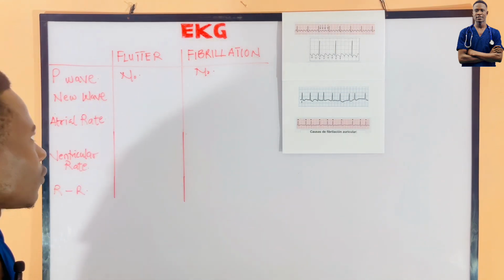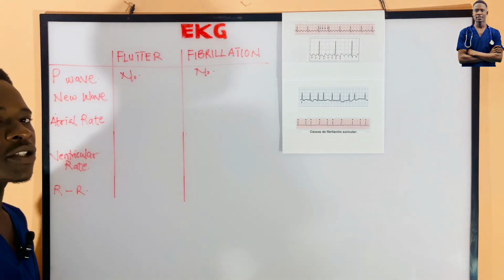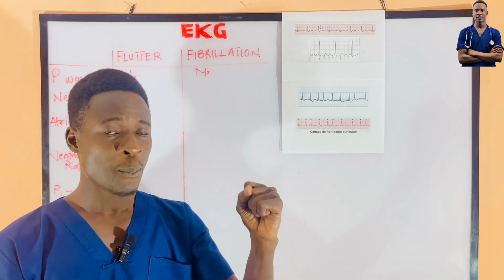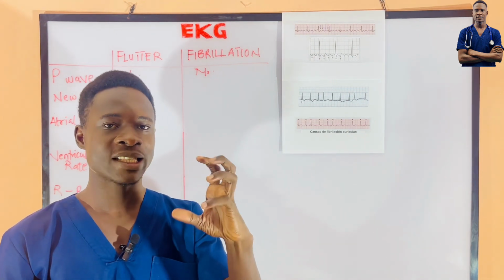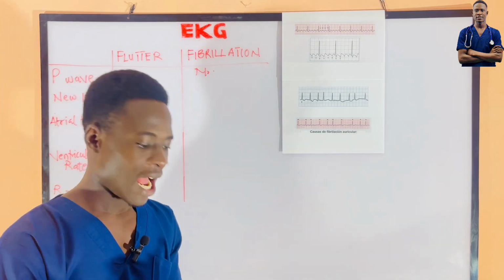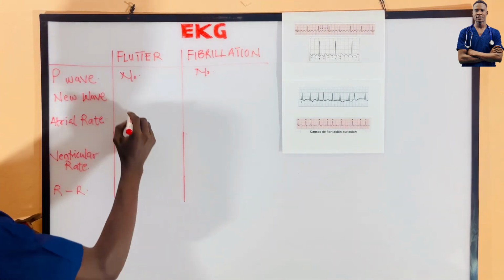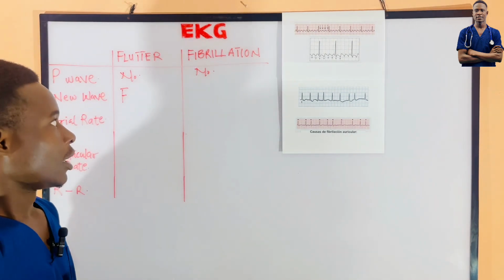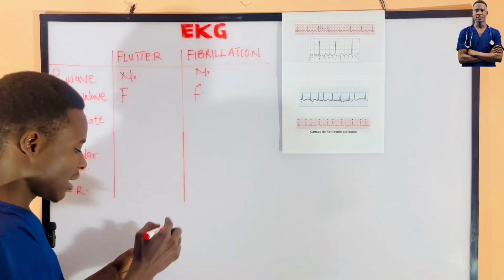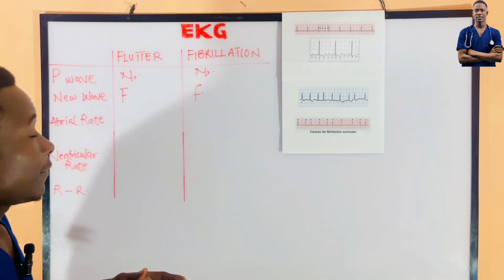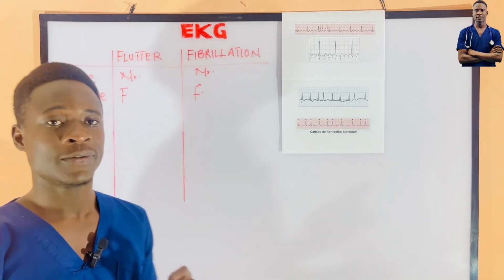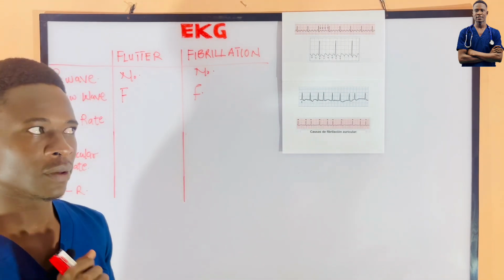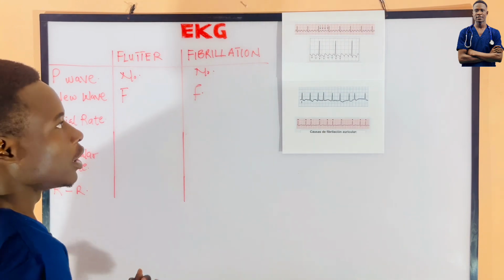Now, let's look at what happened. There's generation of a new wave. That is, more P-waves are generated, and these extra waves have a name, which is called the F wave. But for the flutter, we call it capital F wave, and for the fibrillation, we call it small f wave.